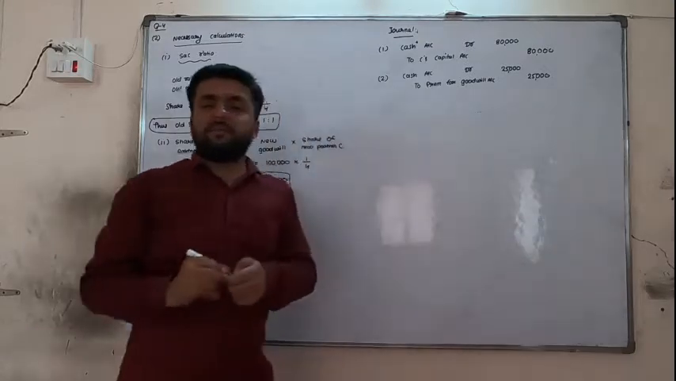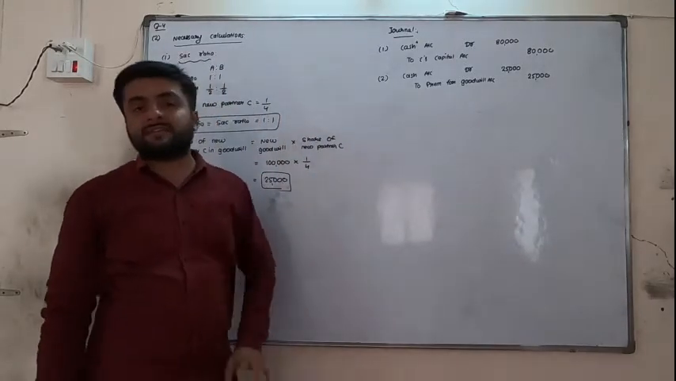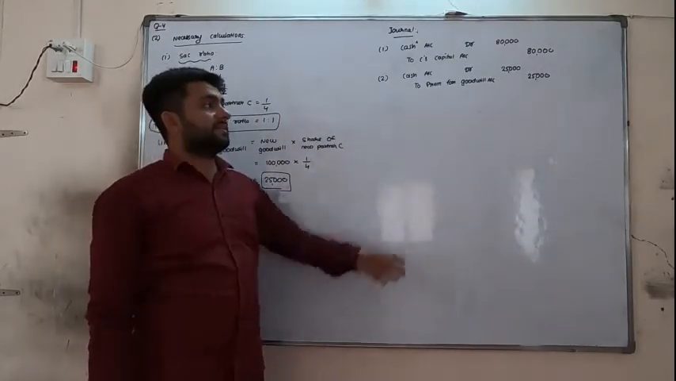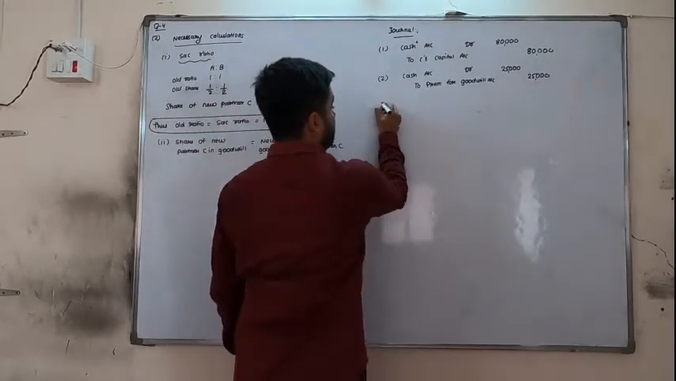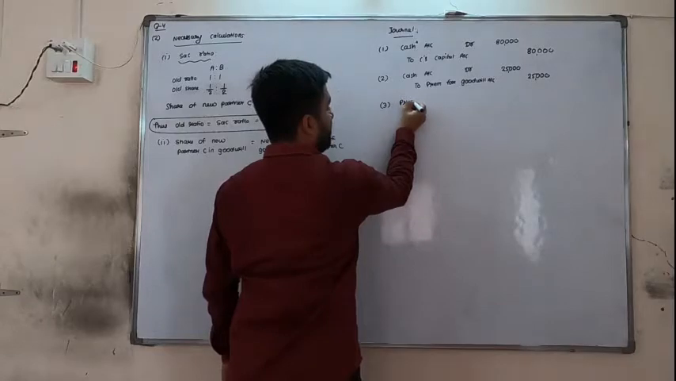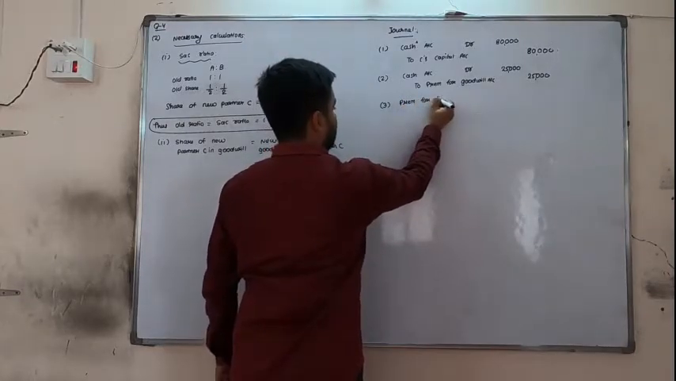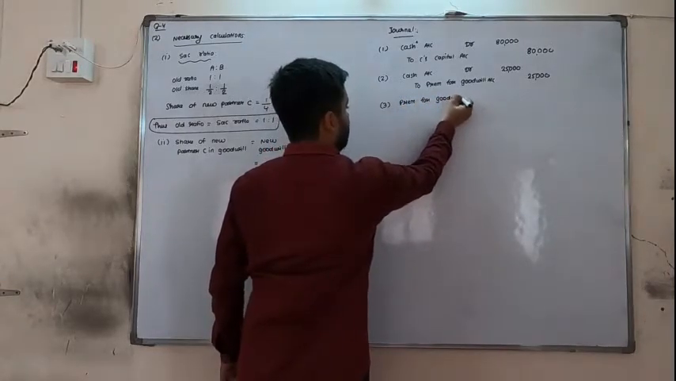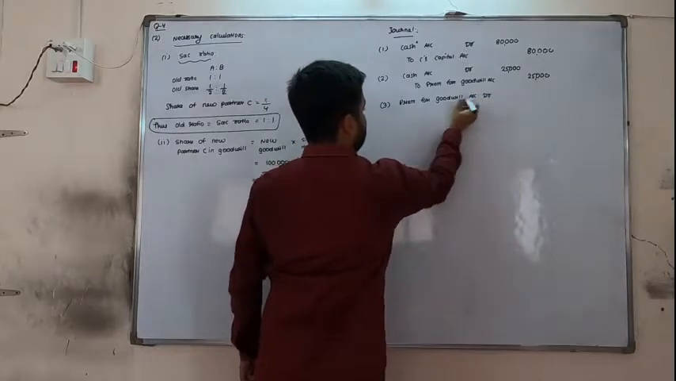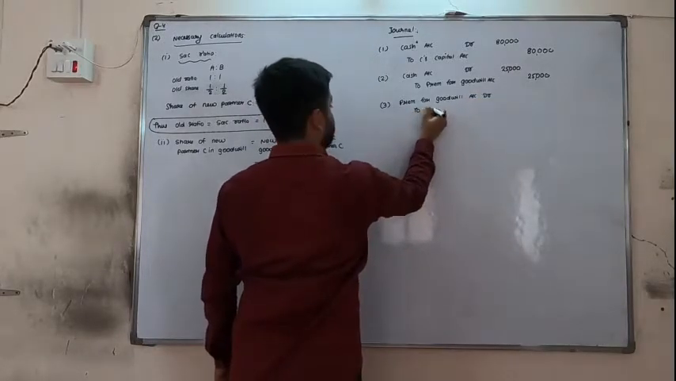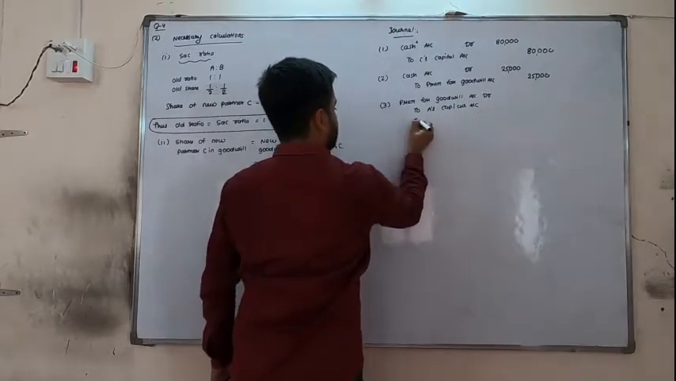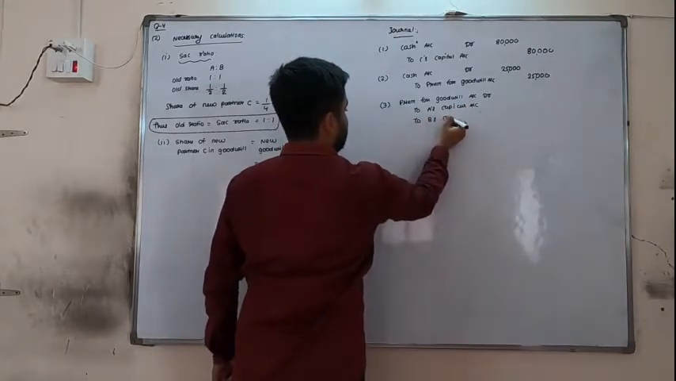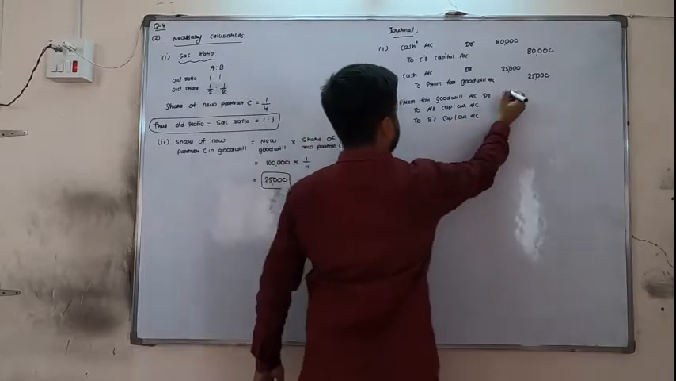So the first entry is about old goodwill, that is not there. The second entry is about capital. The third entry is about cash to premium. And now the next entry is for distribution. To distribute, the premium would be debit and the partners would be credit. Premium for goodwill account debit to A's capital or current account, to B's capital or current account.